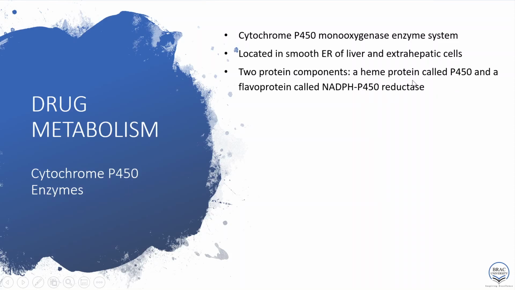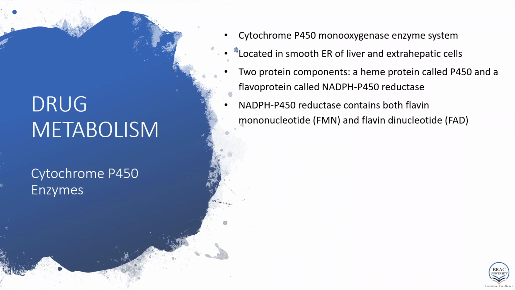And another part is the flavoprotein called NADPH P450 reductase. This mainly plays the reduction role with the P450. So two parts: one is this heme protein, called the P450, and the other is the flavoprotein, also called the NADPH P450 reductase. This flavoprotein, the NADPH P450 reductase, contains two subcomponents: one is flavin mononucleotide, and the other is flavin dinucleotide.